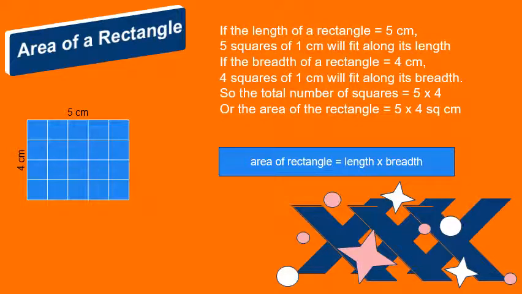Therefore, we come to the formula of the area of a rectangle, which is equal to length multiplied by breadth. So, how do we find out the area of a rectangle? By multiplying its length by its breadth. So, area of a rectangle is equal to length multiplied by breadth.